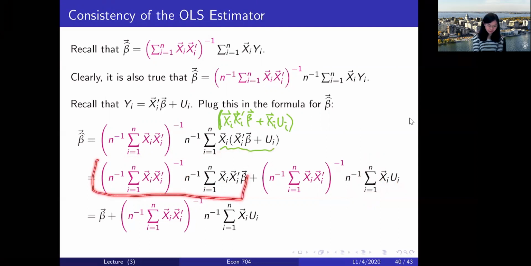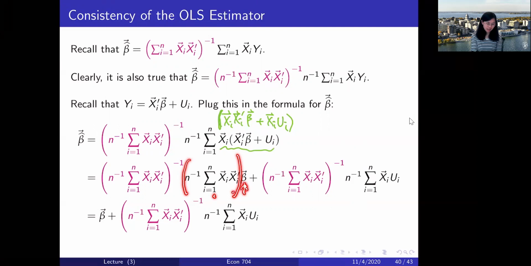Now let's focus on this first summand, this term. For this term, as you can see, the beta vector doesn't have a subscript i, so it can be factored out of the whole summation or average. It can be factored out, but because it was on the left before, once you factor it out, you still keep it on the right, sorry, on the right, not on the left.